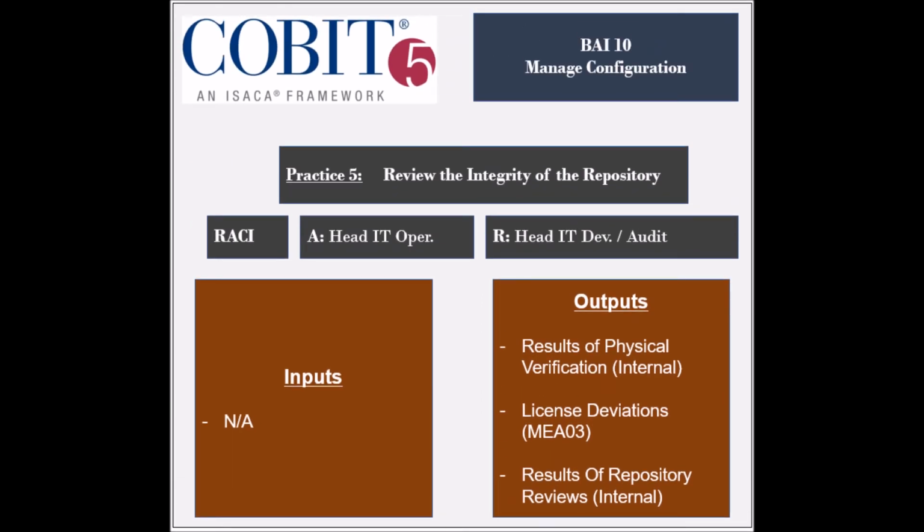The fifth and last practice is to review the integrity of the configuration repository. The entities that are responsible for this practice include the audit function, the head IT architect, and the IT service manager. The entity that is held accountable is the head of IT operations. The practice receives no inputs, but generates 3 outputs, which are the results of configuration items verifications to be used internally, the license deviations to be used by the MEA3 process, and the results of repository completeness reviews to be used internally.